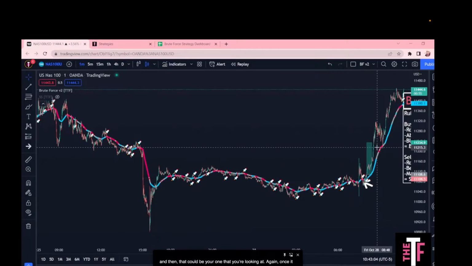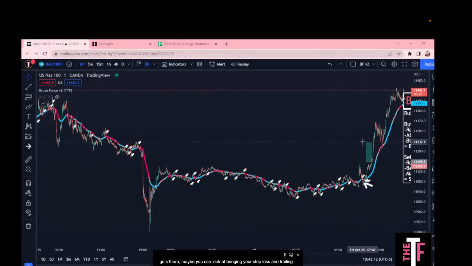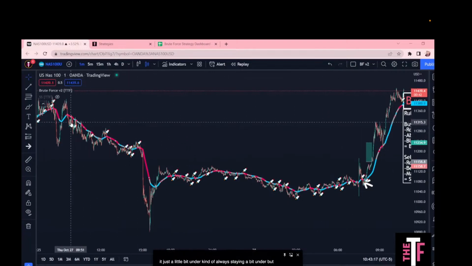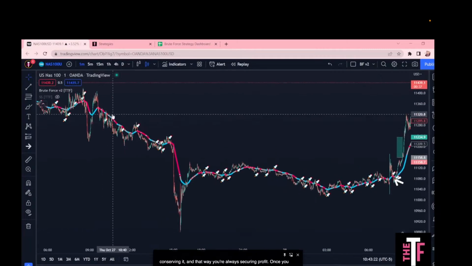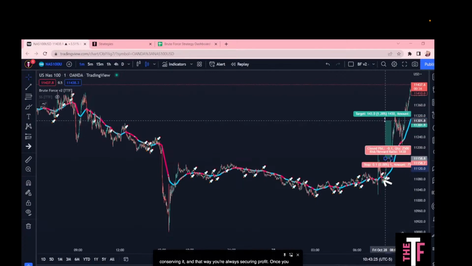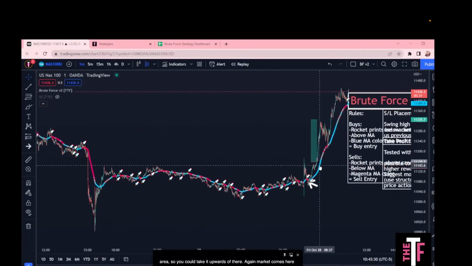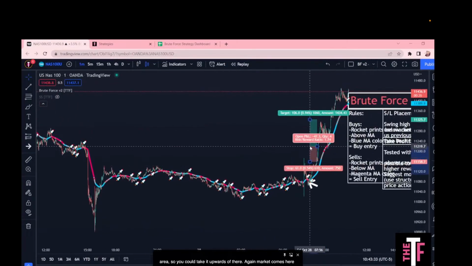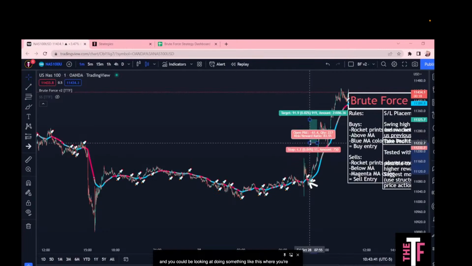Again, once it gets there, maybe you could look at bringing your stop loss and trailing it just a little bit under, always staying a bit under, but conserving it. That way you're always securing profit. Once you break this structure, you could look to the left and figure out where your next area of interest is. This area here would be another, so you could take it upwards of there. Again, the market comes here and you could be bringing up your stop loss along the way and trailing it. Here, you might have hit your trailing stop, but still, that was way more than a 1.5 reward.